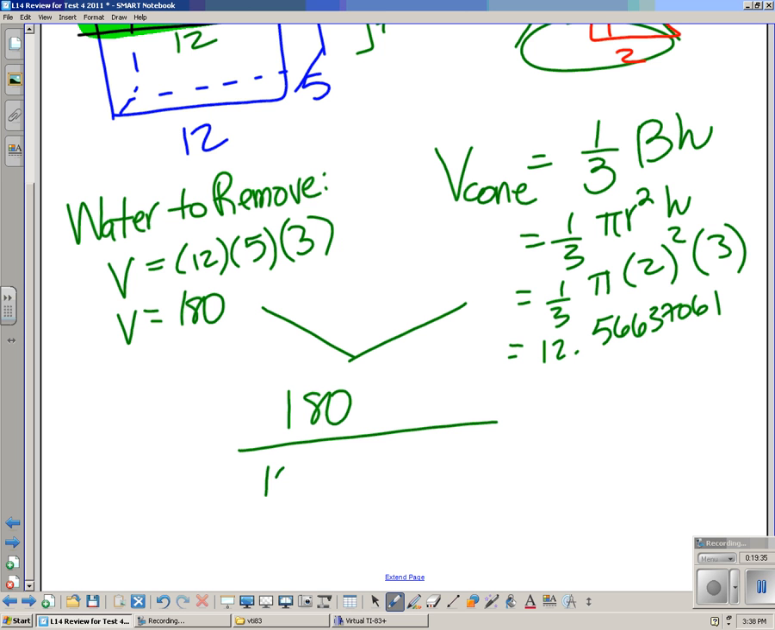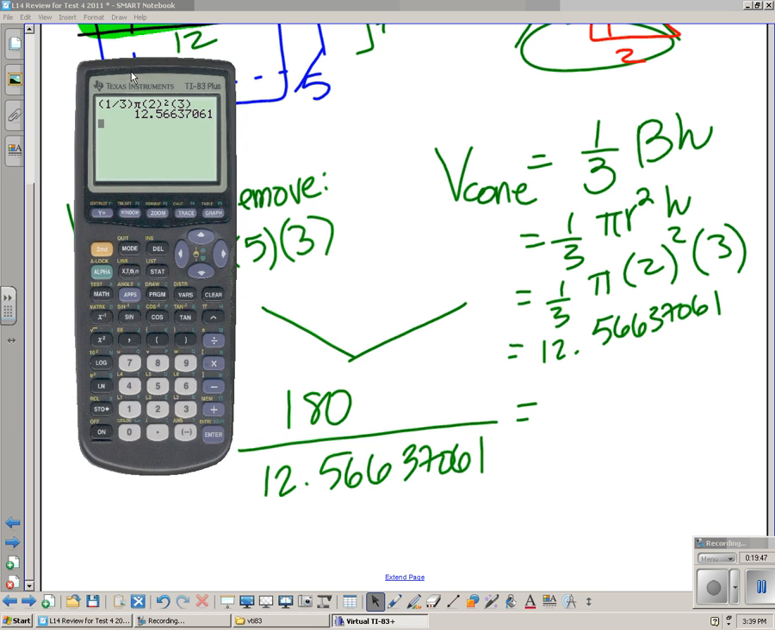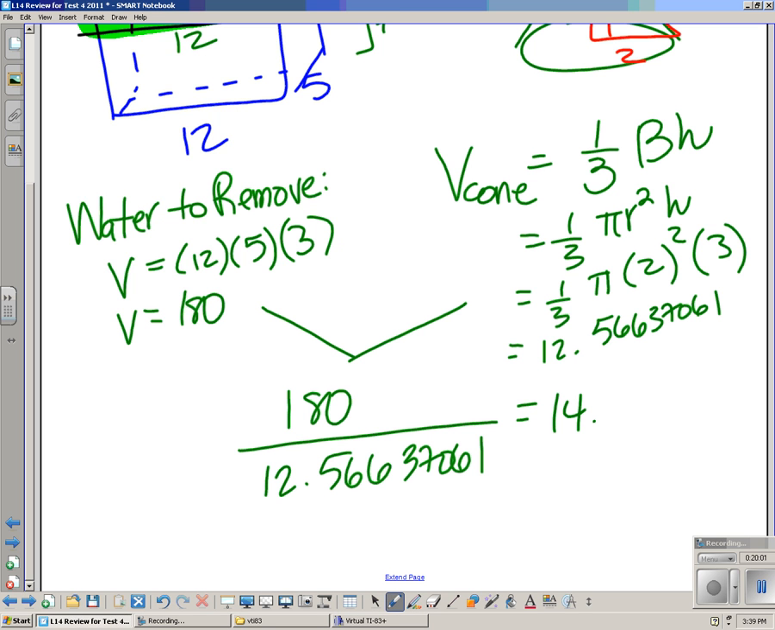So it's 180 divided by 12.566, and what we get out of this is going to be a decimal. I'll use the second answer key, and we get 14.32 and so on. Now the question always here is, what do you do with that 14? You can't scoop something out 0.32 times.